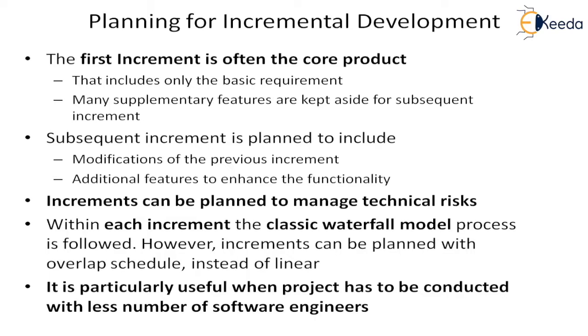So all the activities that we do within a single increment will follow the classical waterfall model. The flow of the phases will be linear sequential. But when we look across the increments, we can plan it with an overlapping schedule instead of linear. We do not have to wait until the first increment is over to start the development of the second increment. The second increment can be started, although it will be delivered after the first increment is over, but it can be started before the first increment is completed.